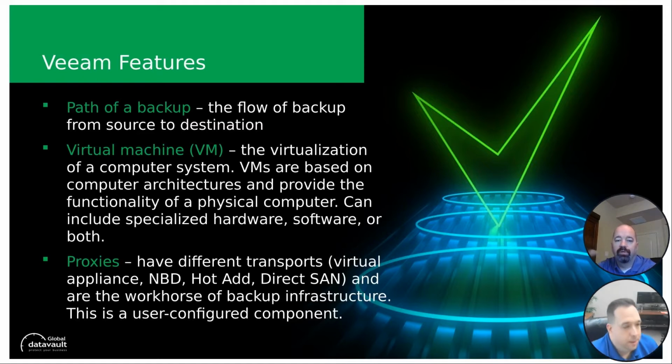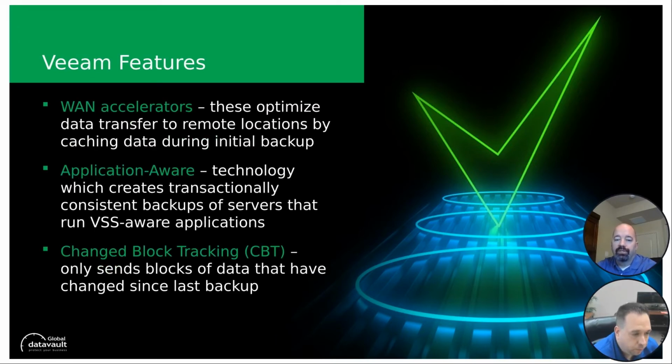Cool. And then at that point, we use the backup copy job to pull that up to our cloud repository. Correct. We use that to store a copy locally and also to store a copy up in the Global Data Vault cloud. So if my connection is slow, what about WAN accelerators?